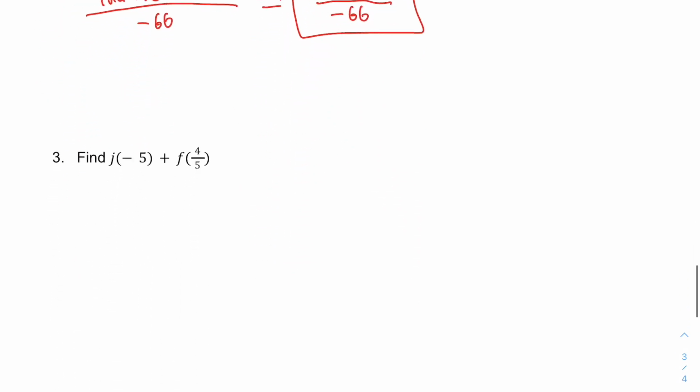Moving to our third composition of functions, we want to find j of negative 5 plus f of 4/5. So j of negative 5 tells us to put in negative 5 to our j function. So we get 3 to the negative 5 minus 15. This is equivalent to 1 over 3 to the 5th power minus 15, and 3 to the 5th power is 243, so 1 over 243 minus 15.